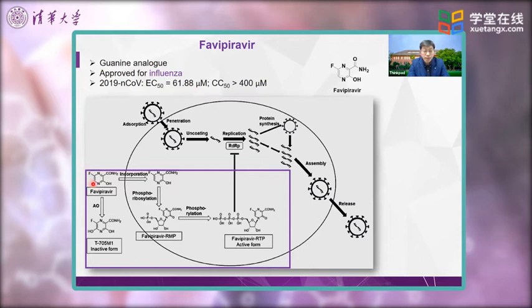Here, you can see how it works. The drug will undergo phosphoribosylation to get this RTP intermediate. Then this intermediate will undergo further phosphorylation to form this active form. And then this active form will block the RNA polymerase activity to stop the viral replication.